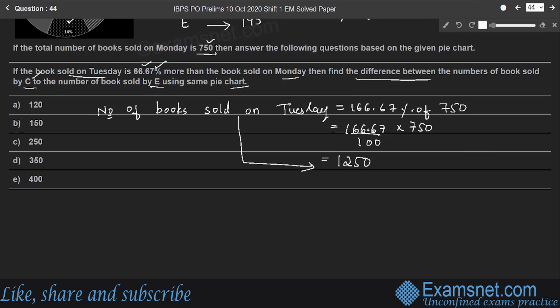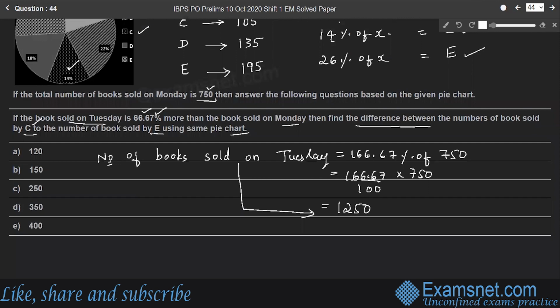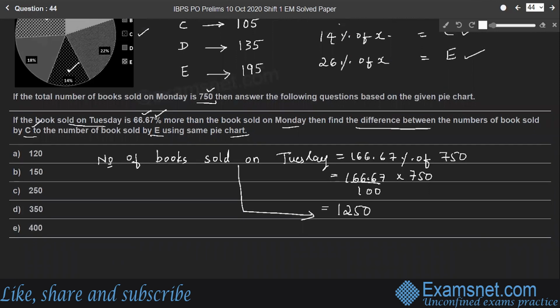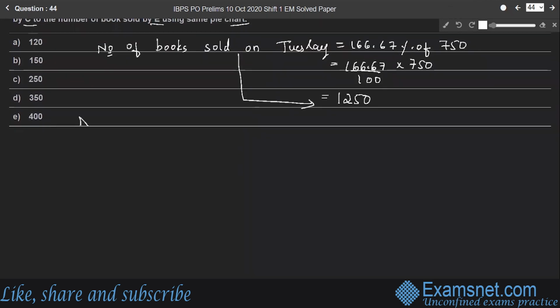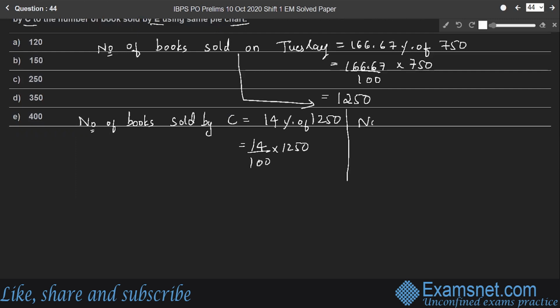Out of 1250 books, some books were sold by C and some were sold by E. So what is that sum value? 14% books are sold by C. Therefore, number of books sold by C is equal to 14% of 1250, which is 14 by 100 into 1250. We'll leave this value as it is. Later you can simplify. And the number of books sold by E.